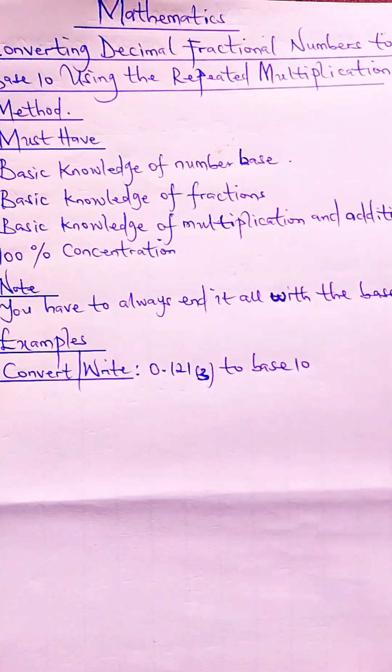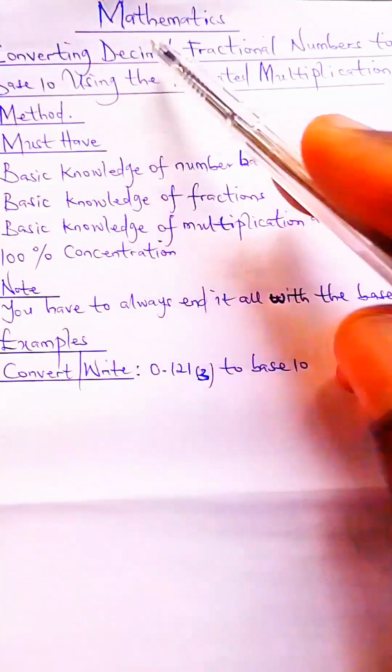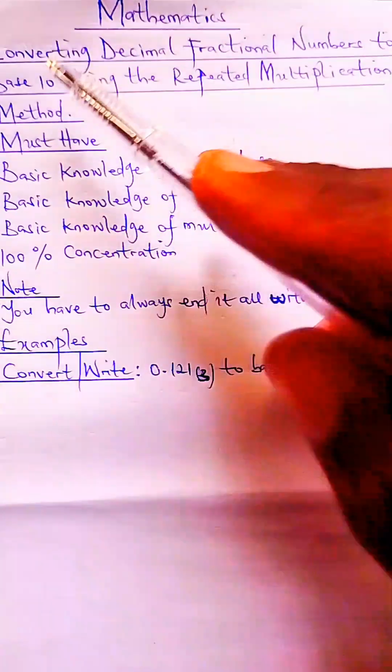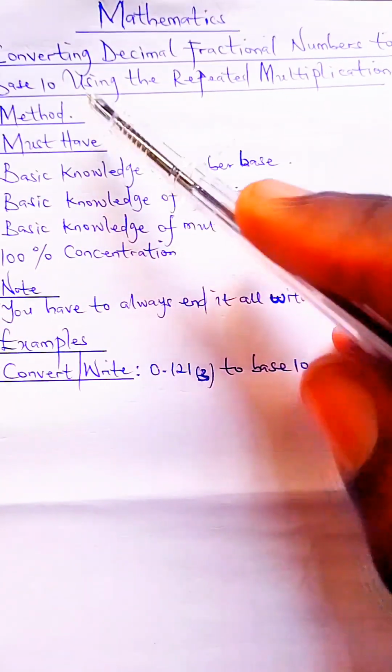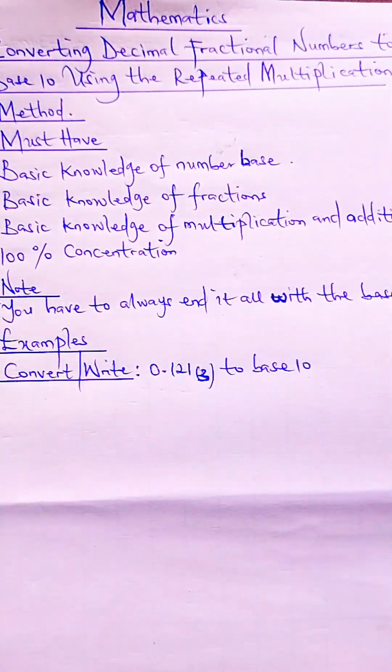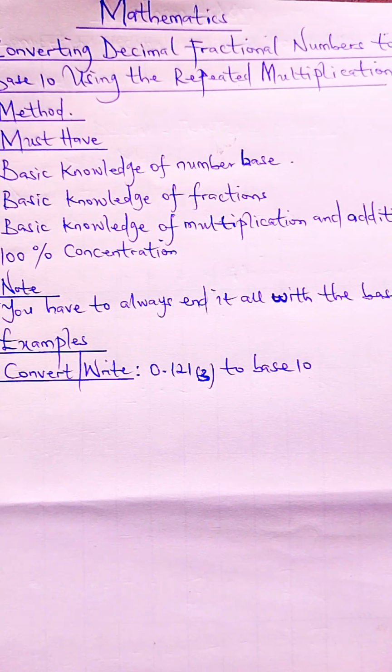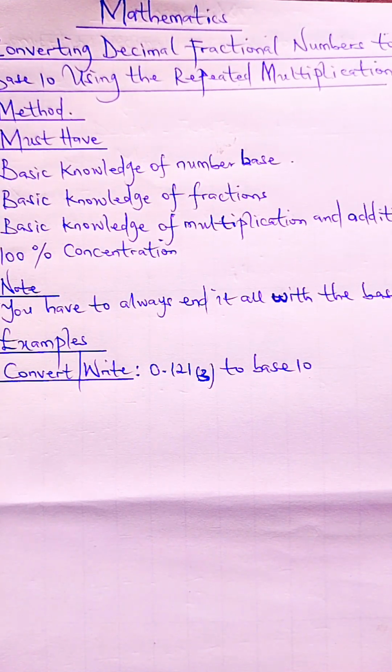Hello friends, today we're working on converting decimal fractional numbers to base 10 using the repeated multiplication method. In the previous exposition, we worked on how to convert decimal fractional numbers to base 10 using the expansion method. So today we're going to be looking at a far simpler method known as the repeated multiplication method. But don't forget, we are still working on the decimal fractions.